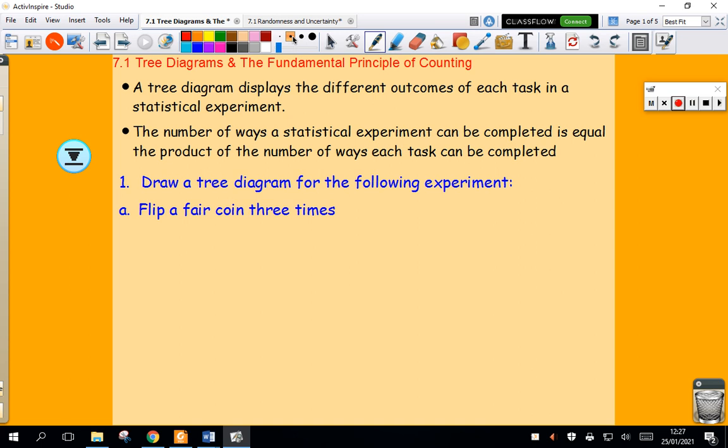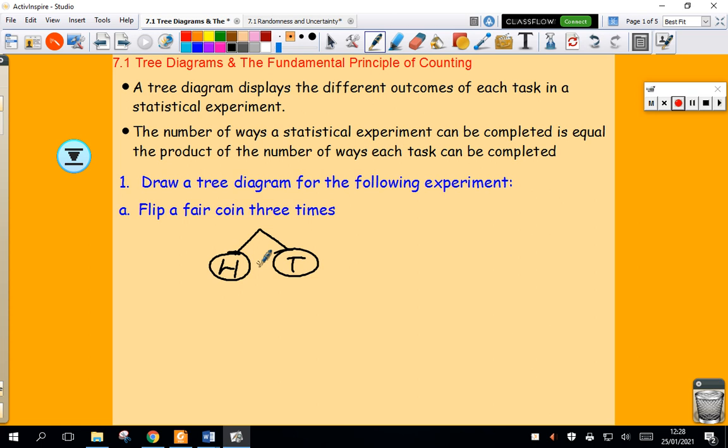So task 1 can be completed in how many ways? Task 1 is to flip the coin. Well, the number of ways I can complete task 1 is 2. So I'm going to put 2 branches on my tree diagram. And we give those branches a name. The name is just whatever the outcome is. When I flip a coin, there are 2 possible outcomes. One is called heads, the other is called tails.